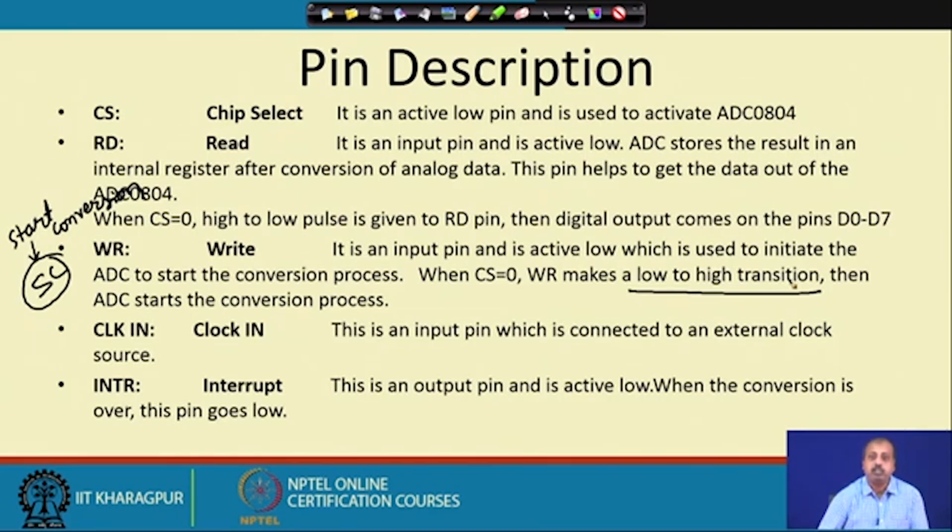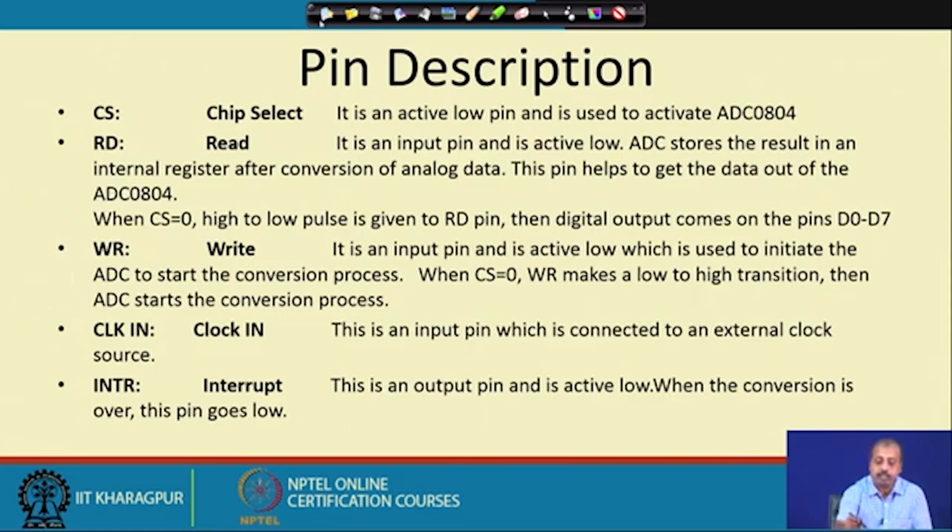Once the analog signal has come, the microcontroller should tell the ADC to start doing the conversion, otherwise there is no point converting all the values that are coming onto the analog line. The analog line will continually change its value because it is coming from the environment, and the microcontroller may not be interested in getting all those converted values. So, whenever it feels that it should get the corresponding digital output, it should set this start conversion signal or the write signal and give a low to high transition on that with CS equal to 0. Then the ADC conversion process will start.